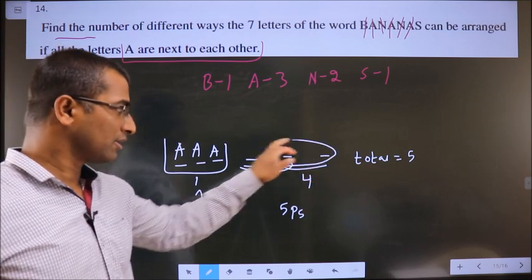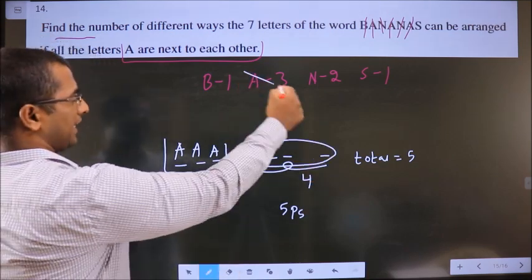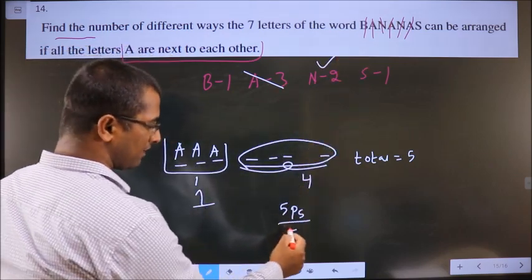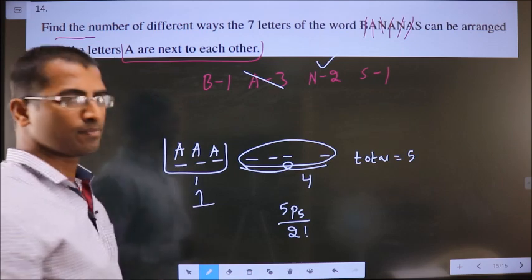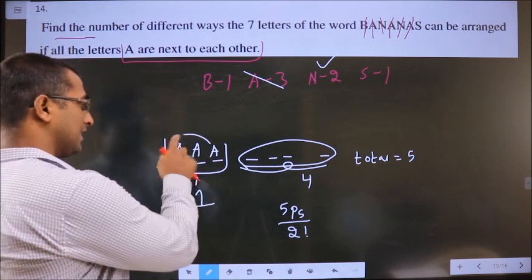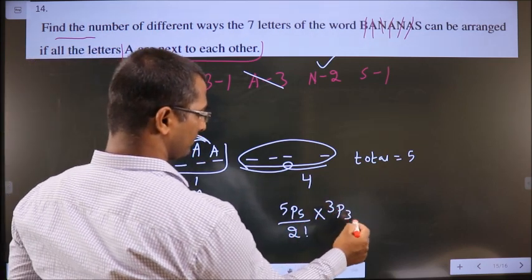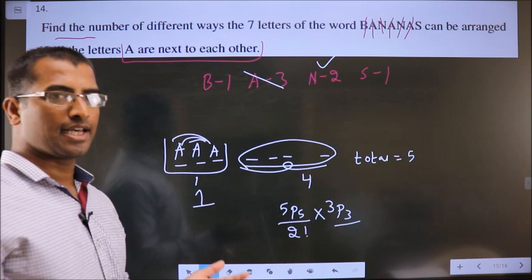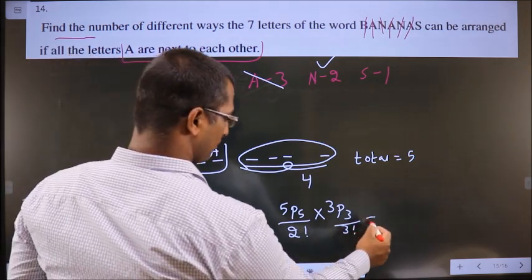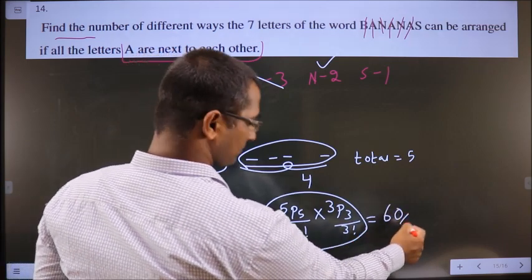Now leave this. In these 4, do you see any letter identical? Leave A. I have 2 N's, so I should divide it with 2 factorial. Okay. Now look at inside shuffling. These 3 A's can be shuffled in 3P3 ways. Since the 3 A's are identical, divide by 3 factorial. So put this in the calculator, you get the answer to be 60.